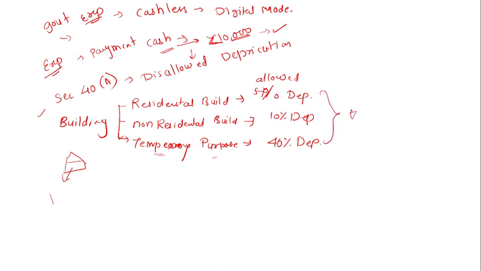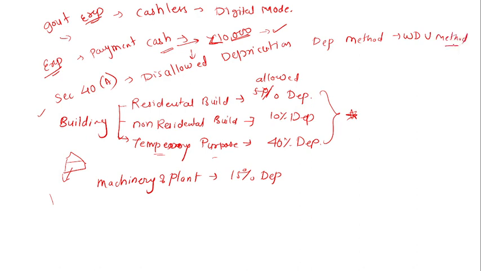It is most important. You need to remember and recall this. Okay, so that is about the building. Then machinery. In case of machinery and plant, in the general sense, we allow 15% depreciation. And what kind of depreciation method will we use? That is the WDV, written down value method.